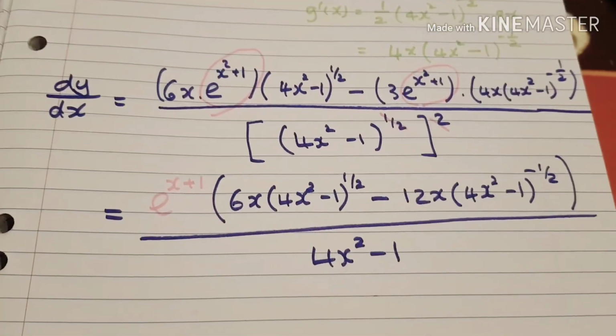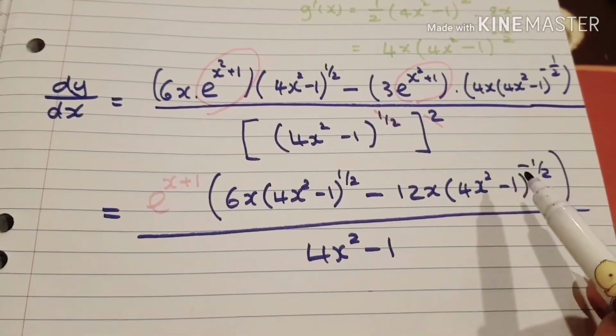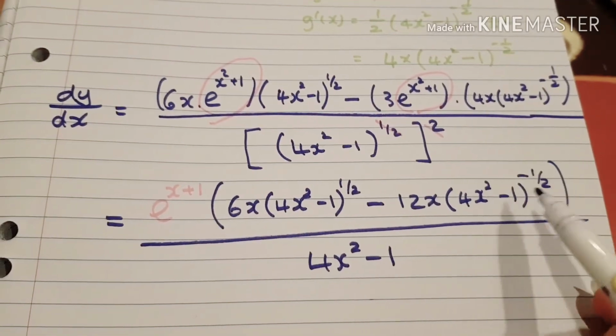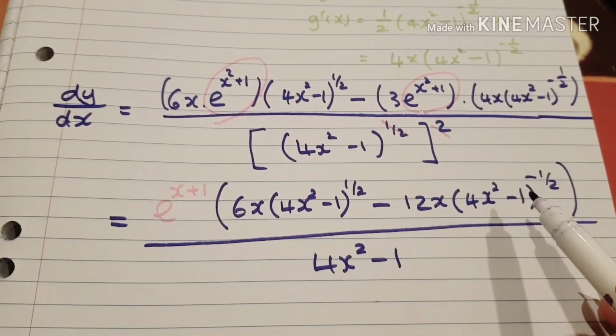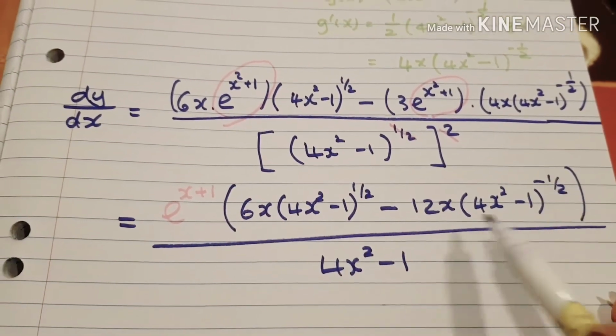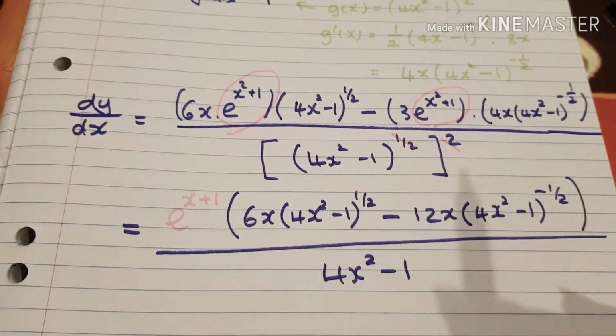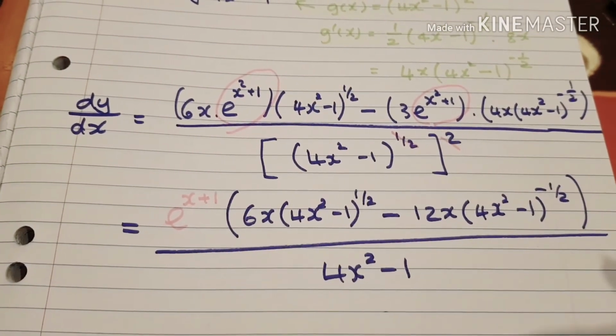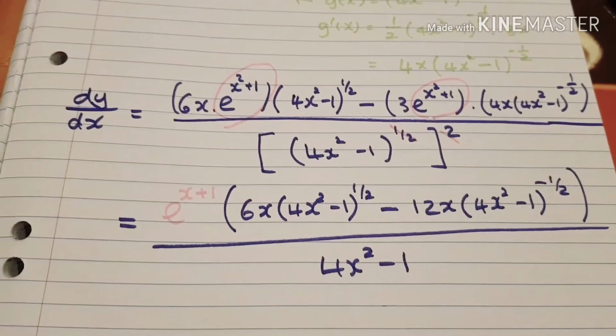Right, on the top I have the negative power. Remember in the previous question, if we had a negative power, then we pull it down, right? Make it into a fraction. So that's what I'm going to do.